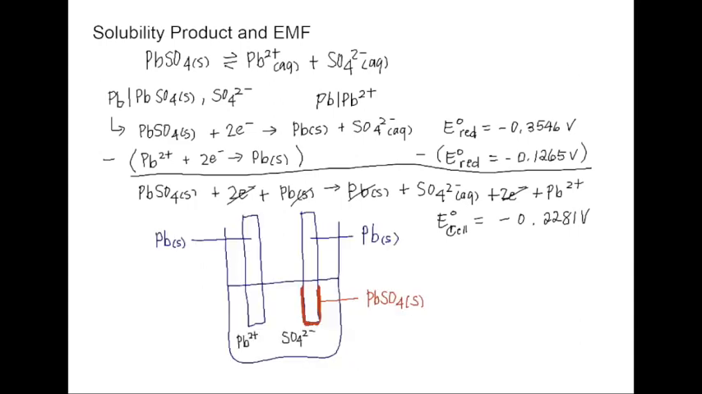You may be wondering what the previously described cell looks like. So here is a diagram showing the cell. We have two electrodes. One is just lead metal and the other is lead metal coated with solid lead sulfate. Both of these electrodes are dipped in the lead sulfate solution.